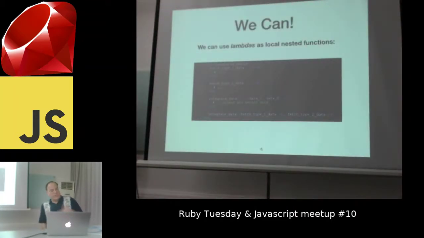So here's an example of using lambdas as local nested functions. Many years ago, I worked with Pascal just to learn it, and Pascal has nested methods. And I was really impressed. As soon as I saw them, I thought, this is great, this is wonderful. And as my career progressed and I went through all these other languages, C and C++ and Java and even Ruby, they were nowhere to be seen.